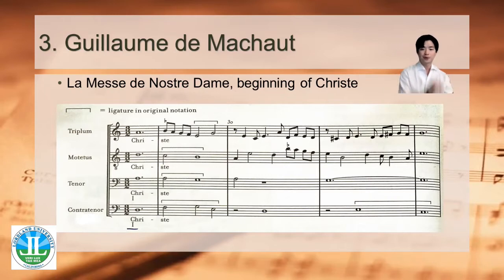For example, the descending figure in the second measure of the triplum, echoed later in both motetus and triplum, recurs frequently throughout the mass, serving not as a unifying motif, but as a way to create movement.